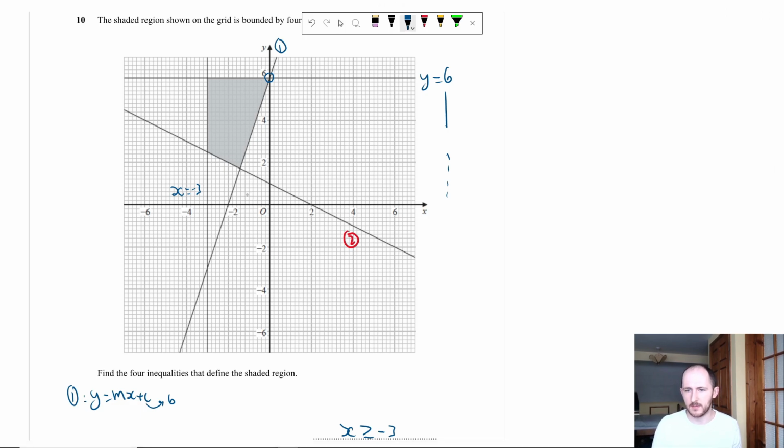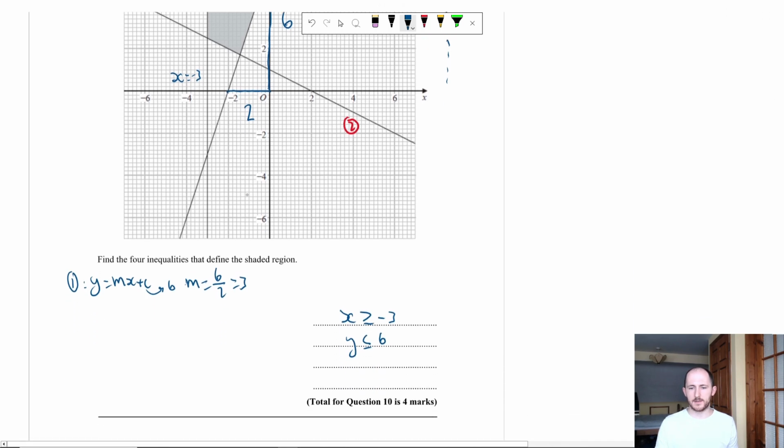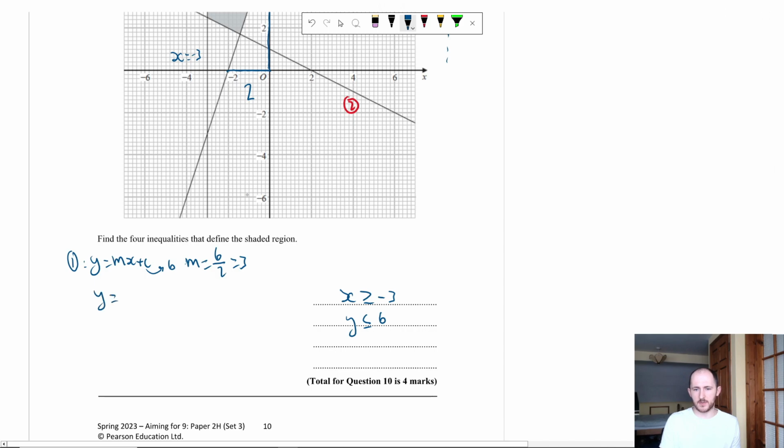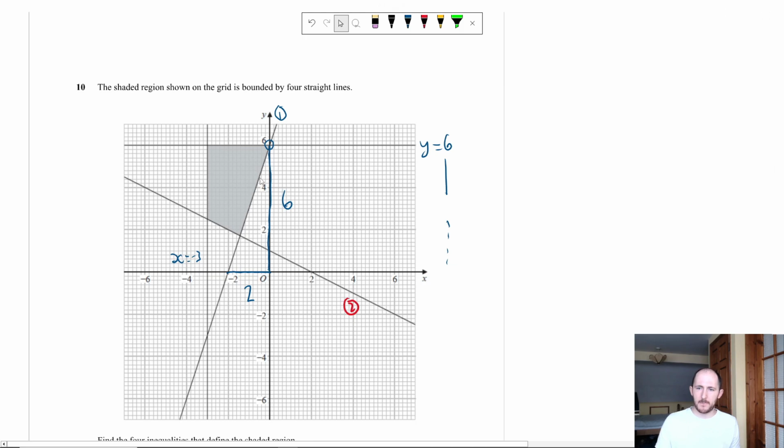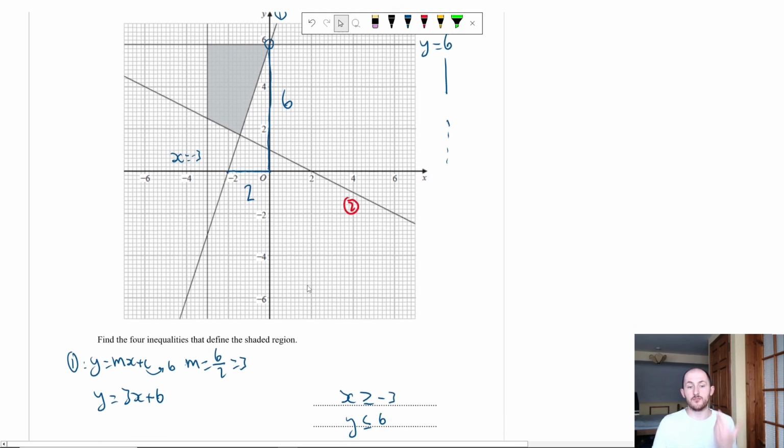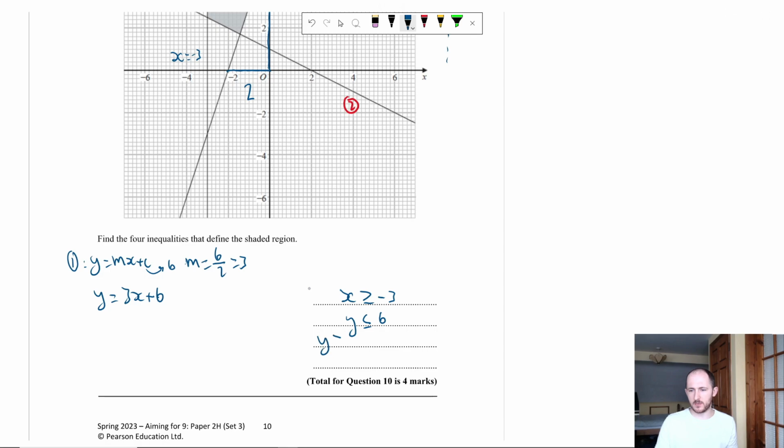So what I do is I'm going to make a triangle that's along here, and then along here. So the width of the triangle is 2. The height of the triangle is 6. So it's 6 divided by 2, which is of course 3. So the equation for that line is y is equal to 3x plus 6. And if you notice, it's above that line, right? So it's greater than. So y is greater than or equal to 3x plus 6. Now let's do the same with the red line.